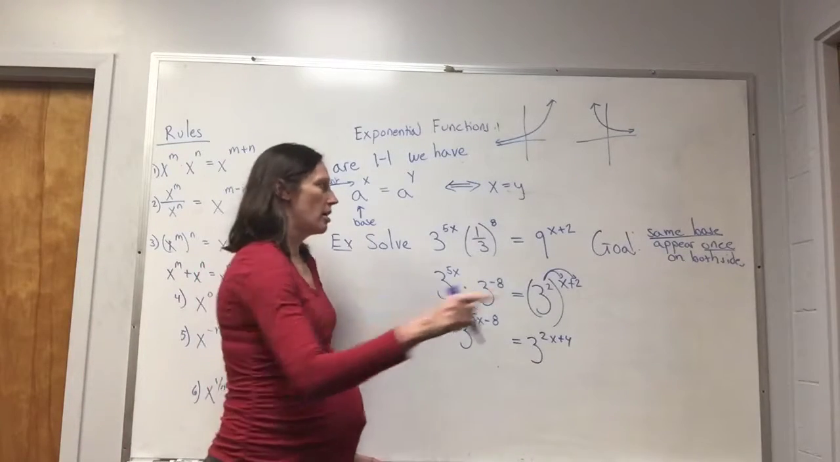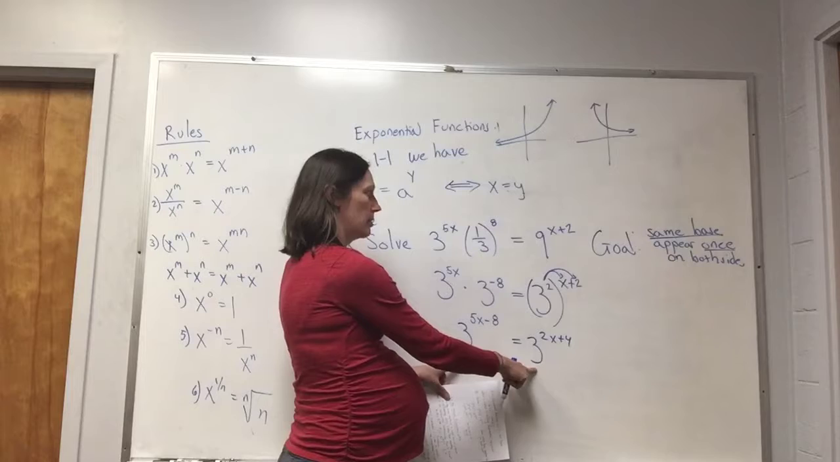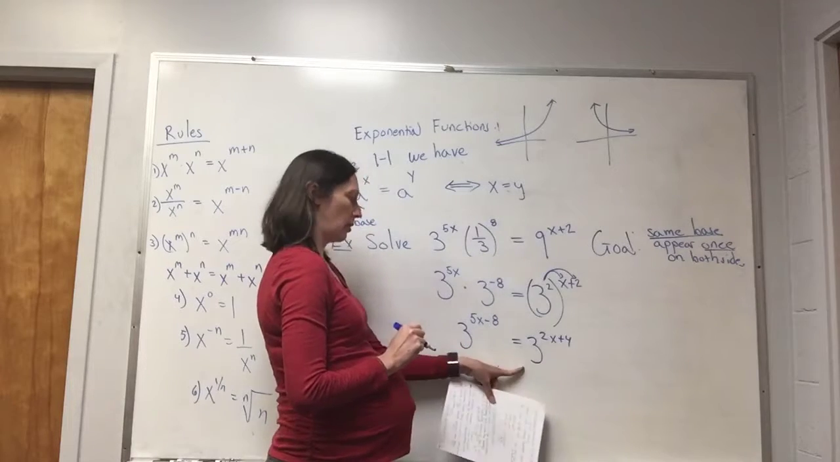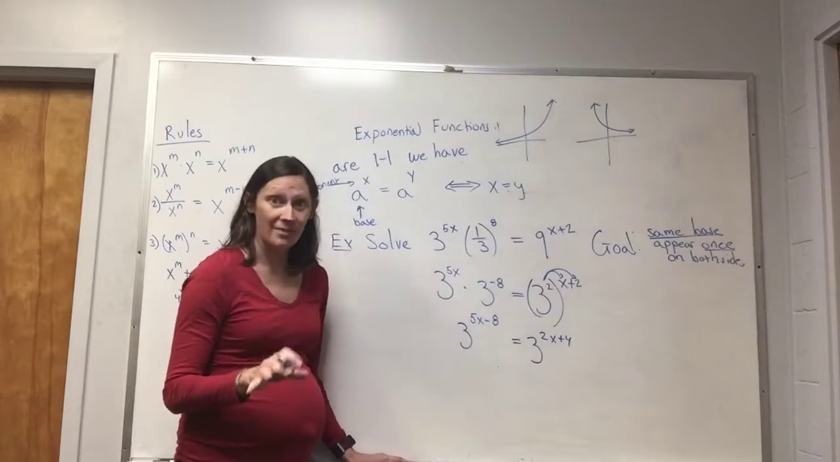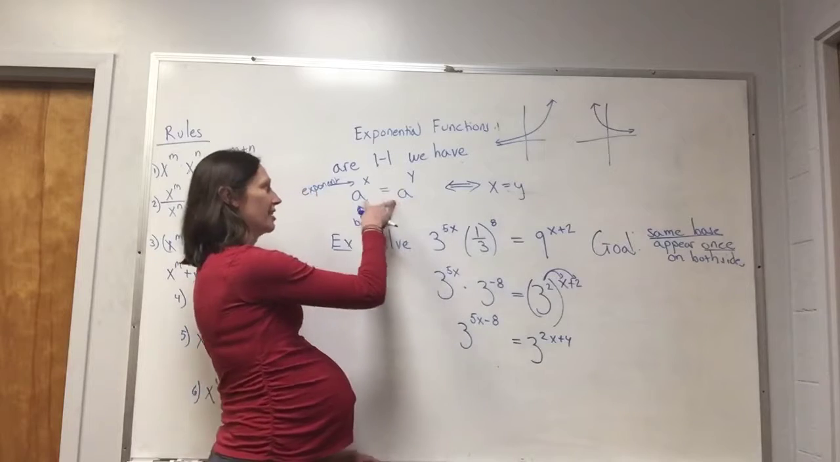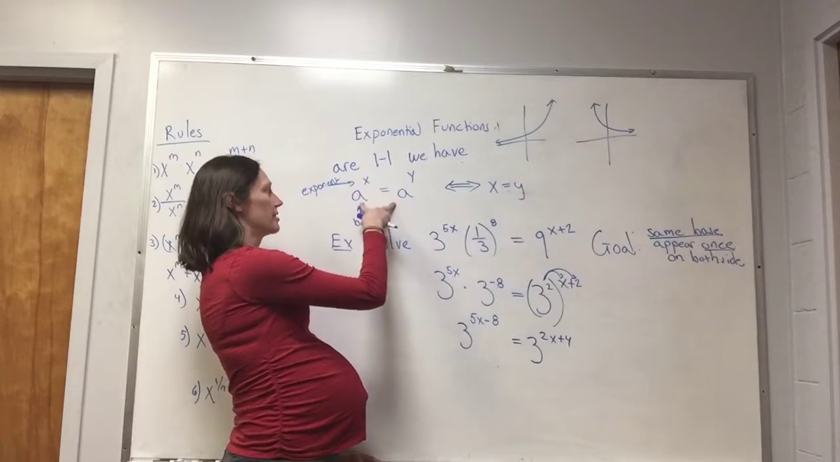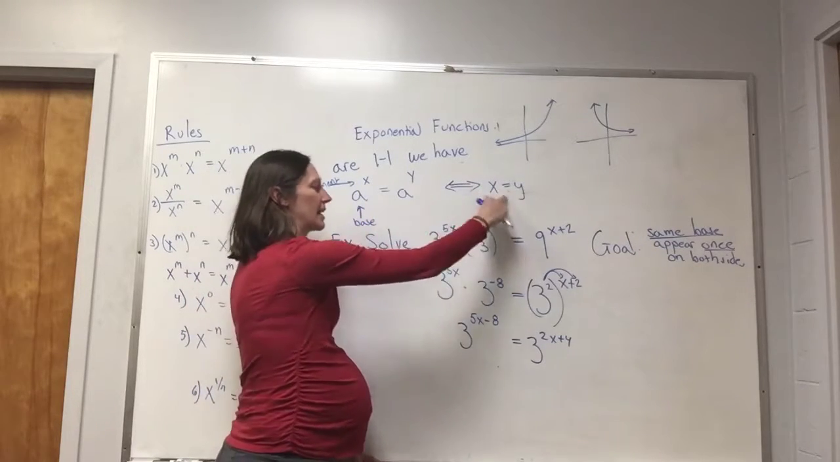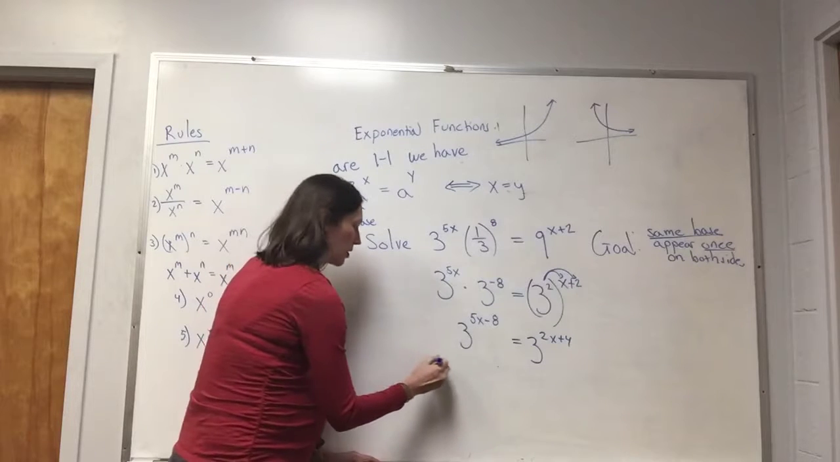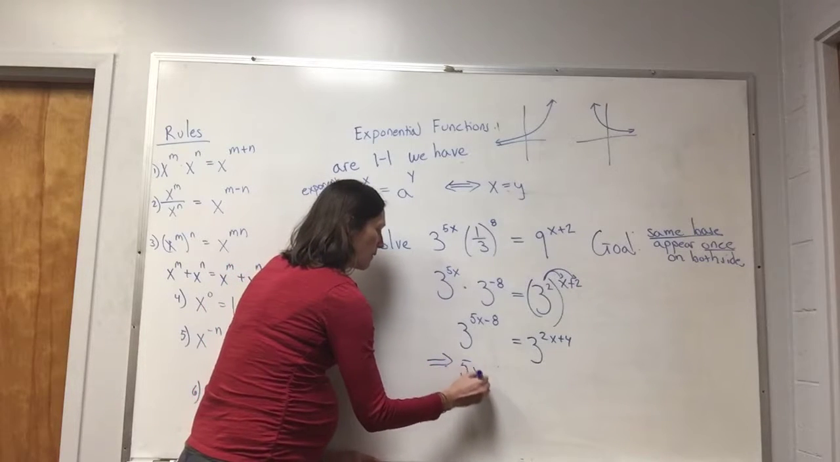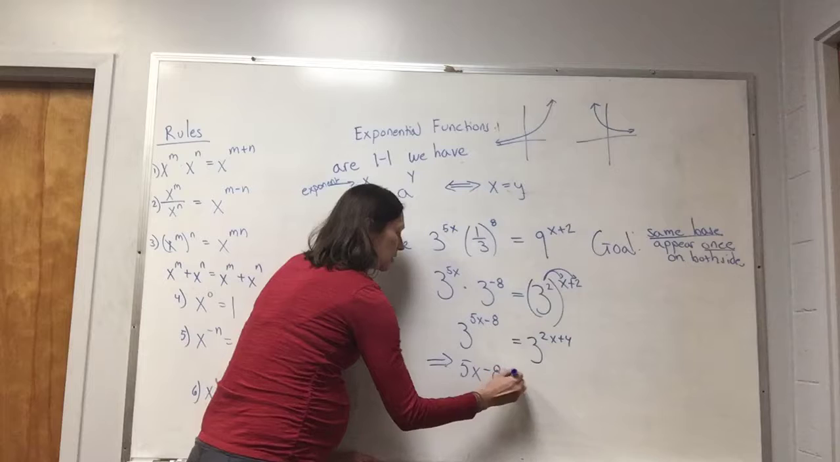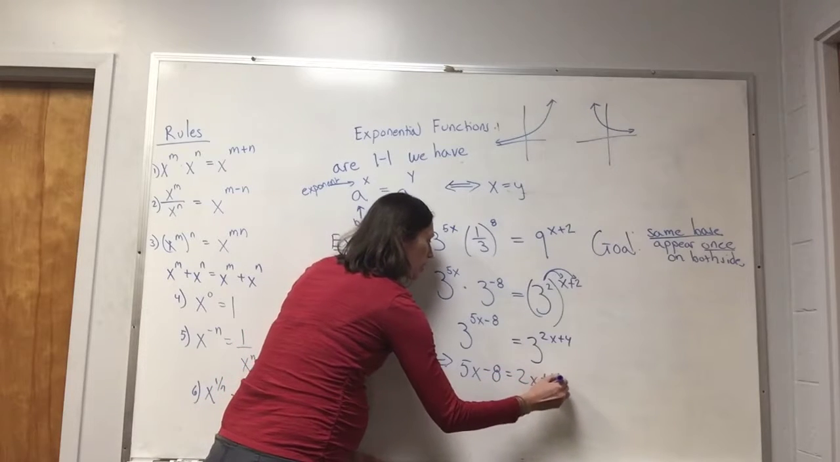We reached our goal. Same base, 3 and 3. Appearing once on the left, appearing once on the right. Once I have that, here's how the problem simplifies. It's exactly this rule. Same base, different exponents. I can now set the exponents equal. So because of our rule, 5x minus 8 is equal to 2x plus 4.